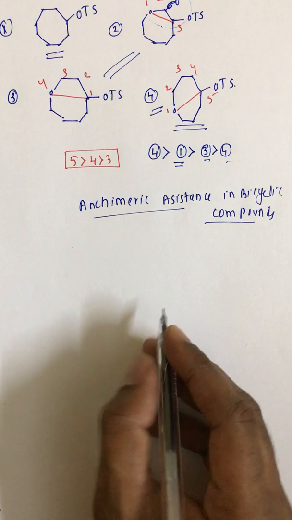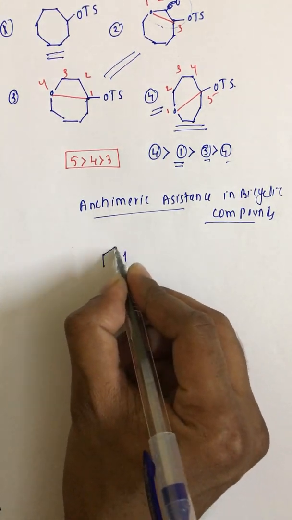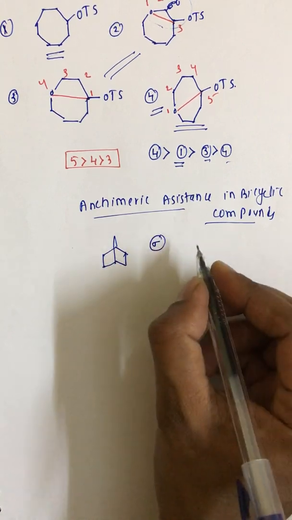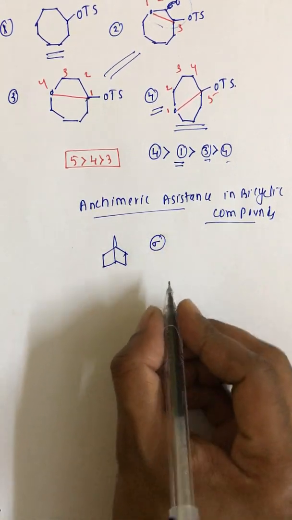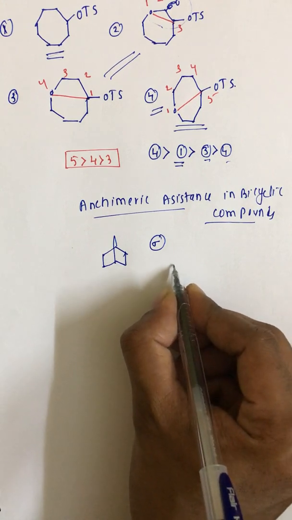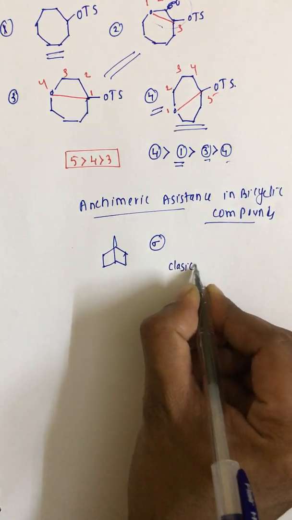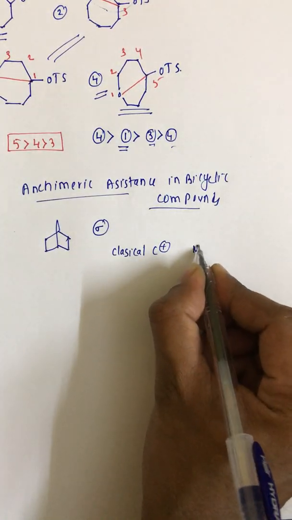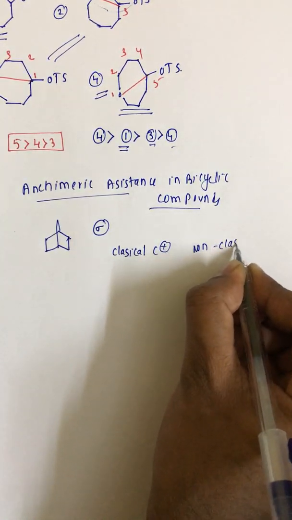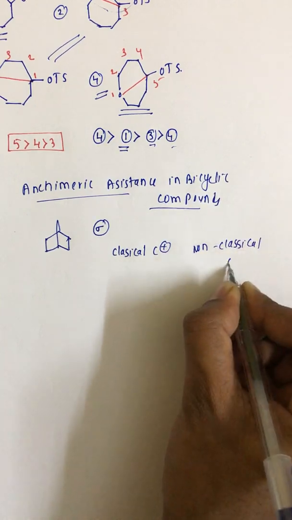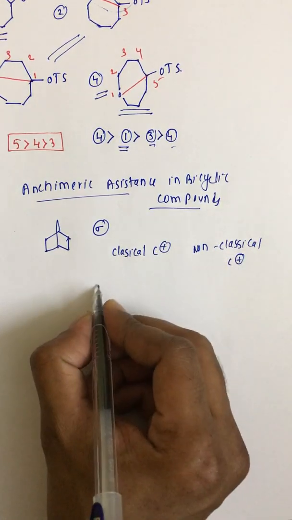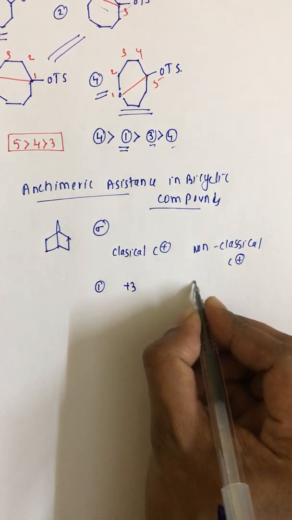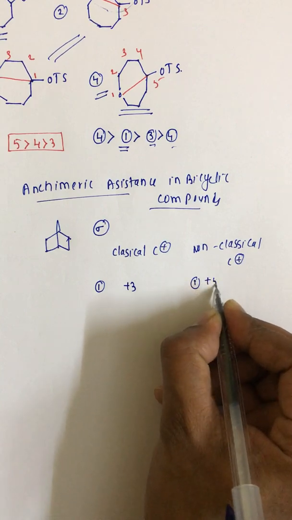So this we'll see mainly in case of non-Brownian system, and here the sigma bond acts as a neighboring group. Before going into this, we have to talk about two things. First one is classical carbocation, the second one is non-classical carbocation. Classical carbocation means normal carbocation, the valence will be +3, here the valence will be +5.